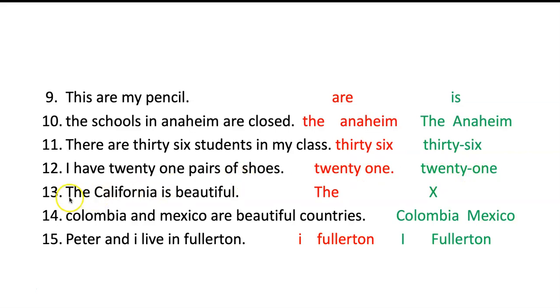Okay, number 13, we have The California is beautiful. So what is wrong here? So everything looks perfect, but no. Do you remember that with names of states, countries, cities, you don't need to use the article the, only California. So the is wrong. You don't need to use the article here. Only California is beautiful.